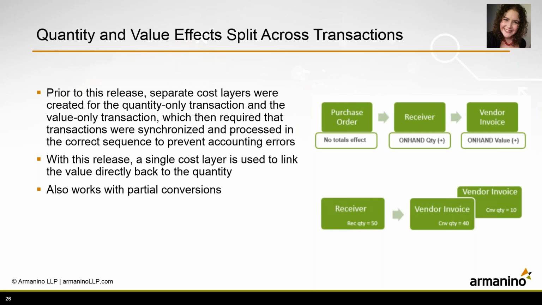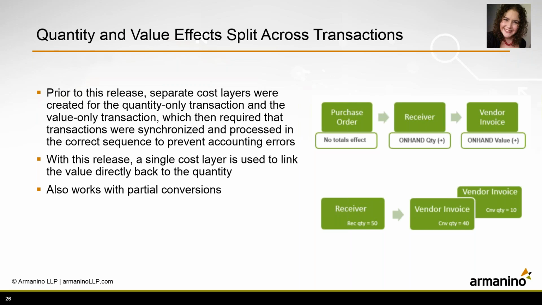So for example, this will now create a single cost layer. And the value to that is it's going to link the value directly back to the quantity. So when the receiver is posted, it will create a cost layer with the quantity and a 0 value. And remember that for standard cost items, the purchase value is calculated from the cost of the item per the warehouse, just as it's always been. So there is no change when you're using a standard costing method.